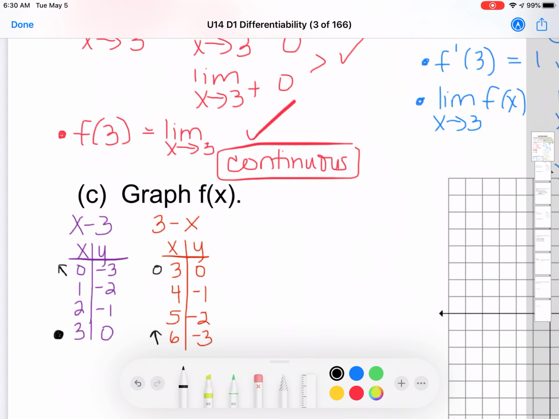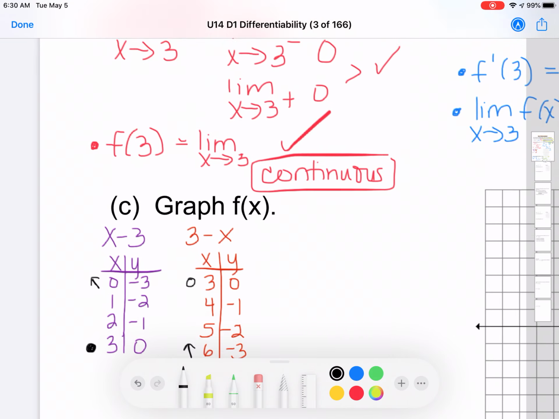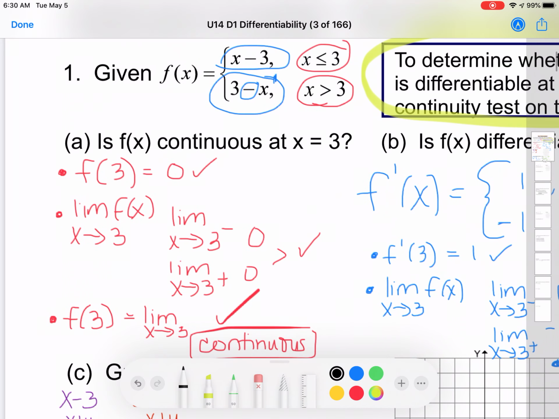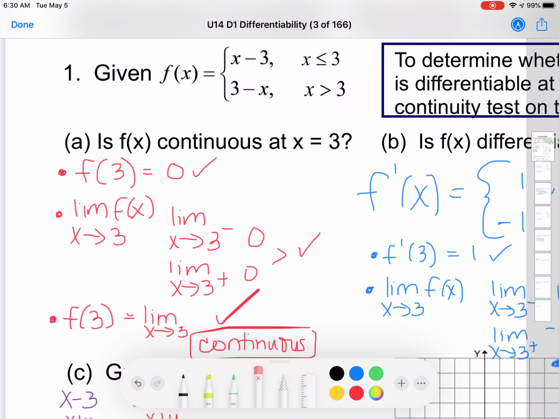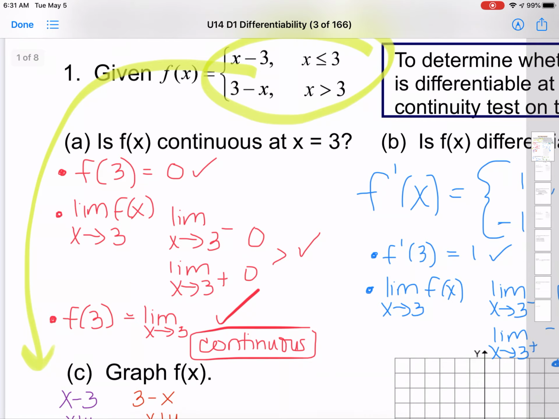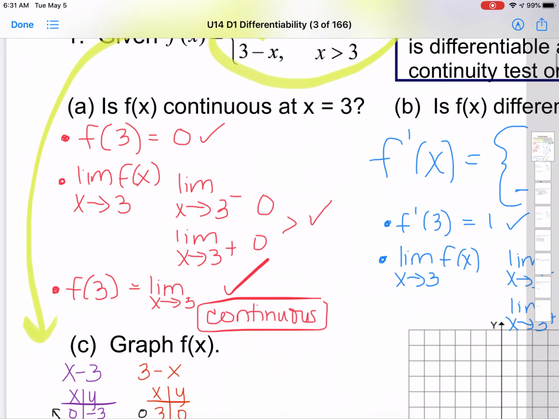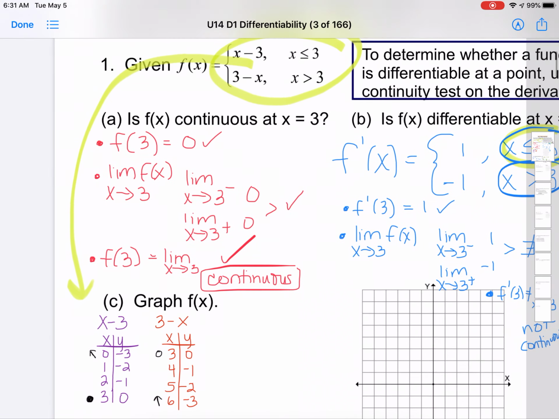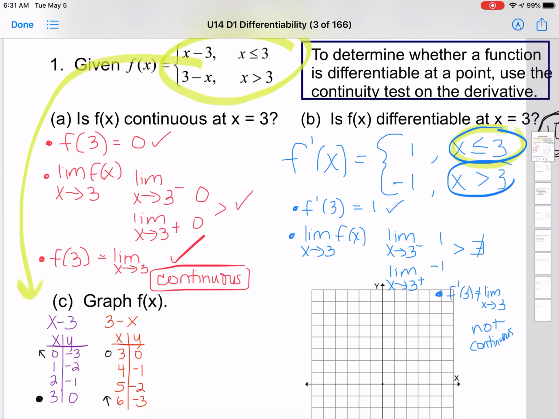Okay, so here's what I did. I made the tables already. So I took the original function right here. Let me erase some of this stuff. So from this original function, I came down and I made a table. I have x minus 3, and I'm using the values of x less than 3. So that's why I chose 0, 1, 2, 3. I could have gone further. I could have done -1, -2, for the domain.